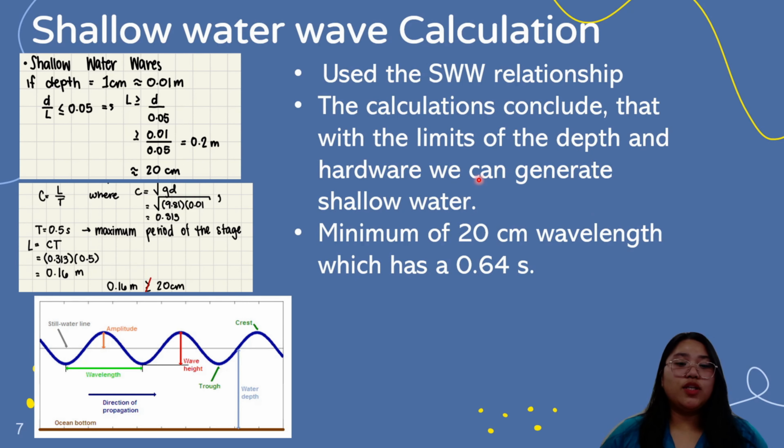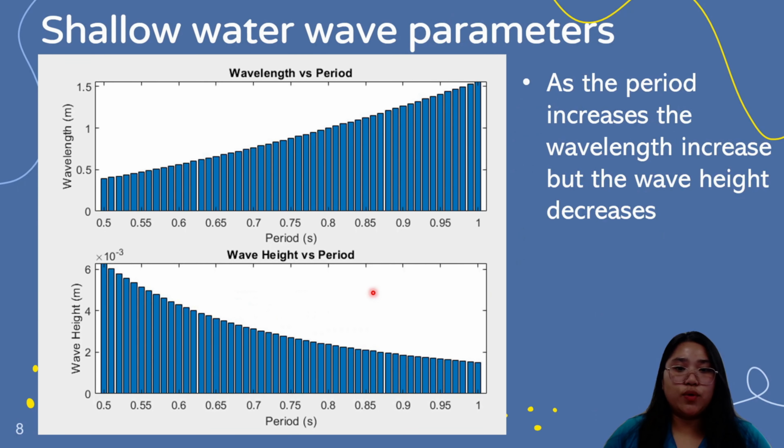So the minimum wavelength that we can generate is going to be 20 centimeters, and with all the calculations, it would have a period of 0.64 seconds. This slide shows the relationship between our wavelength against the period and the wave height against the period. We can see that as we increase our period, our wavelength also increases, but as we increase our period, our wave height decreases. So we need to find that sweet spot where we can see a good wave height, and it wouldn't be that long since we want this project to be as compact as possible.